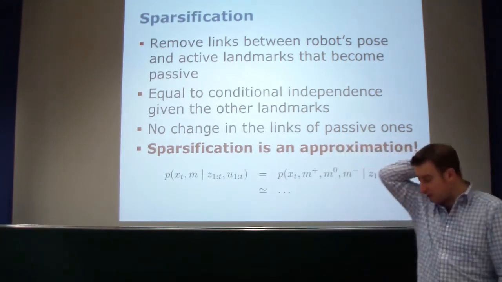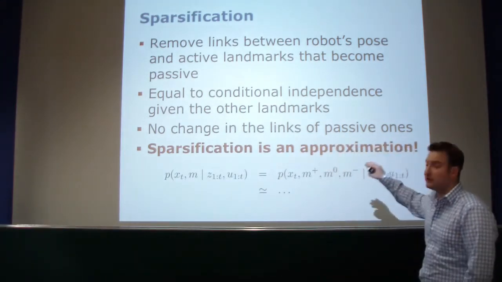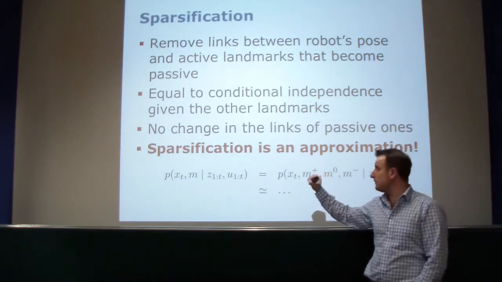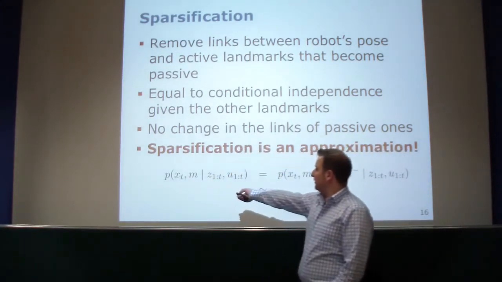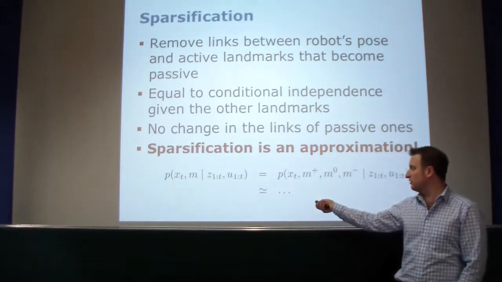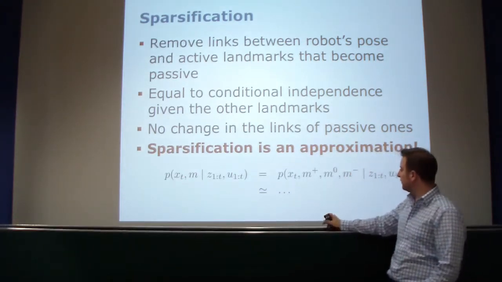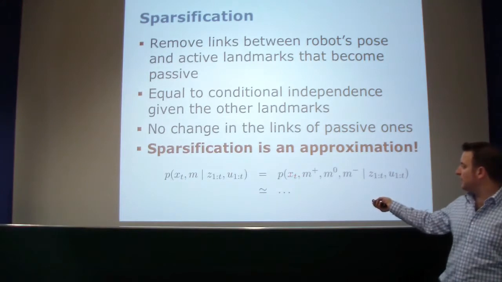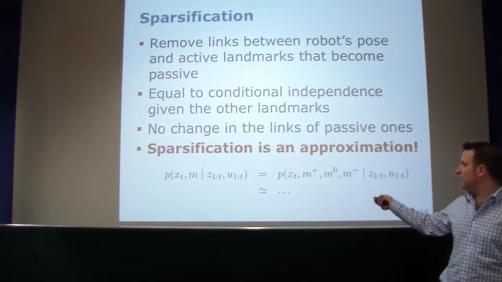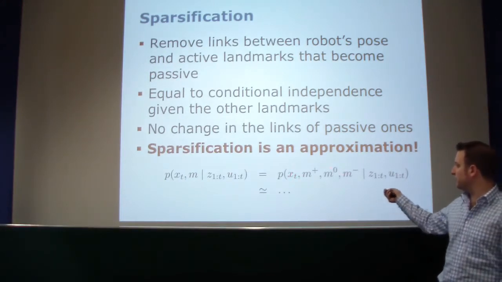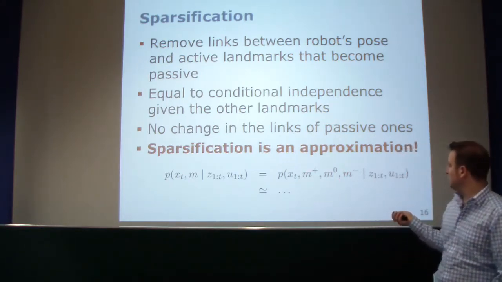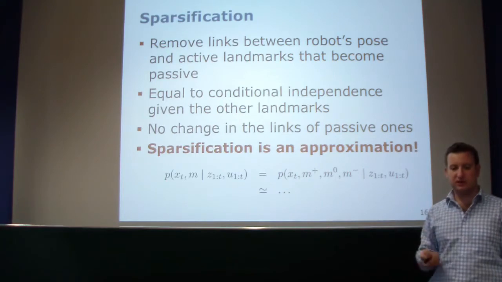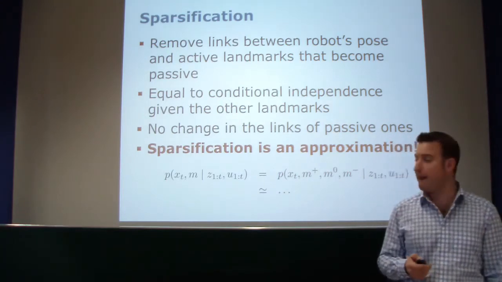And I've said it quite a few times, it's important to know, sparsification is an approximation. So what I want to do is, we have our probability distribution about the pose and all the landmarks, conditioned on the observations and the controls. And we can write that as the pose and the 3 landmark groups, because these 3 groups of landmarks assemble all landmarks. And now we have to do some approximation. This is the approximation which is done with sparsification.